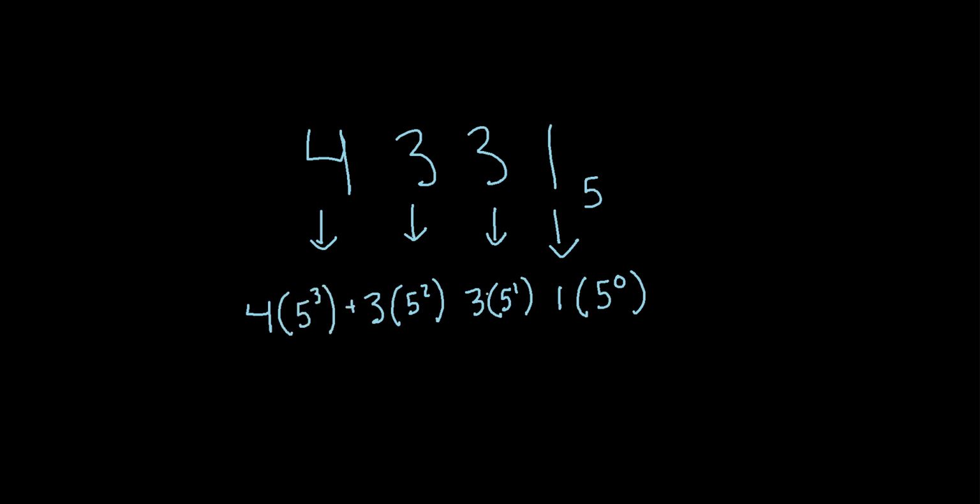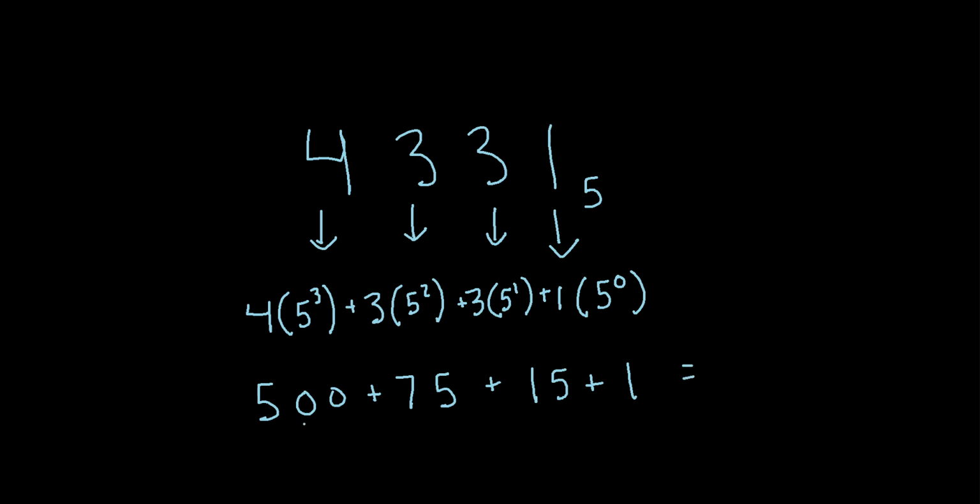So remember, we're adding all of these values together. So let's see what we get. So 5 to the third turns out to be 125. So 4 times 125, that's 500. Then we get 3 times 5 squared. So 5 squared is 25. 3 times 25 is 75. Then we get 3 times 5, which is 15. And then we get 1 times 1, which is just 1.